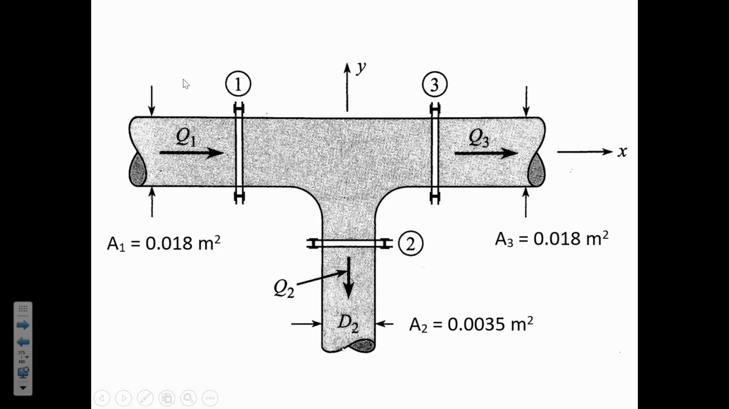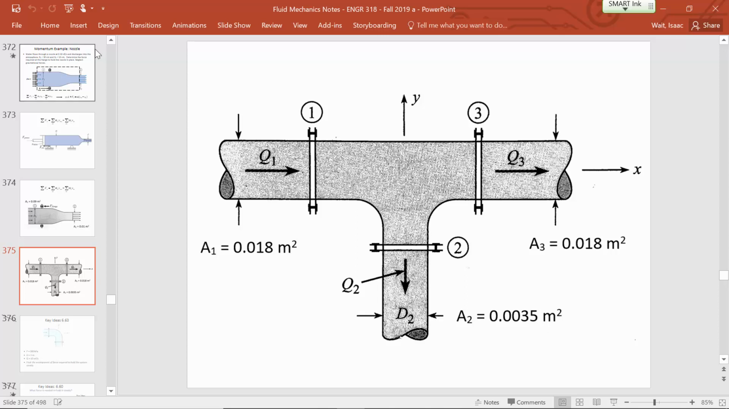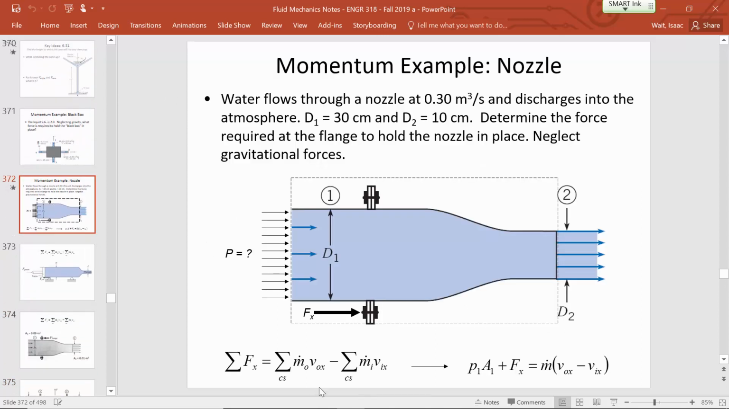And I'll remind you, what did it do to the left-hand side of the equation when we worked on this example? Well, we put P1A1 on the left side. Because it was positive P1A1 because the force was to the right.